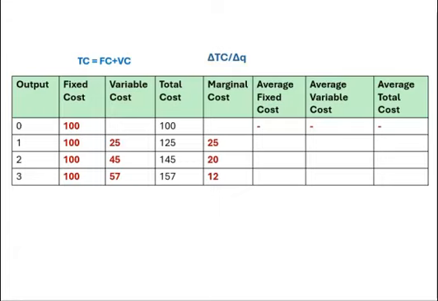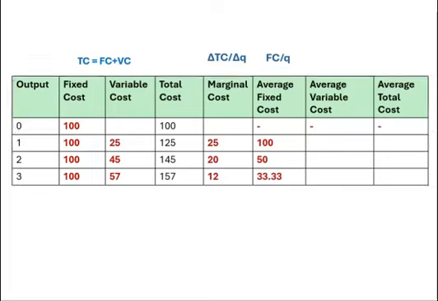Average fixed cost is the next one. So it's fixed cost divided by output. Our fixed cost is 100. 100 divided by 1, it's 100. Divided by 2, it's 50. Divided by 3, it's 33.33.